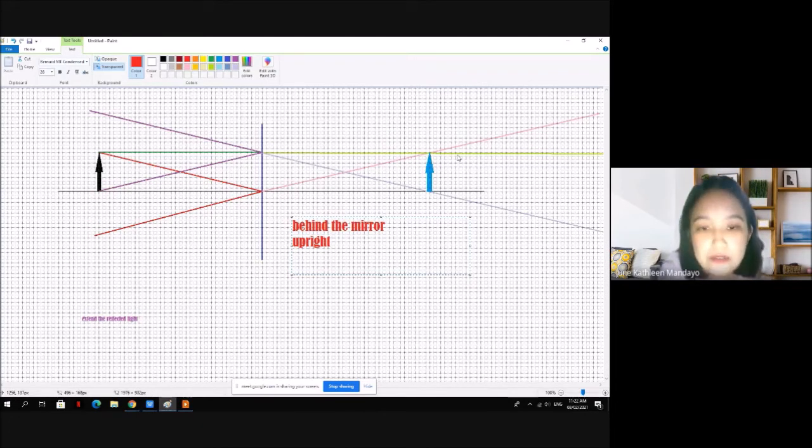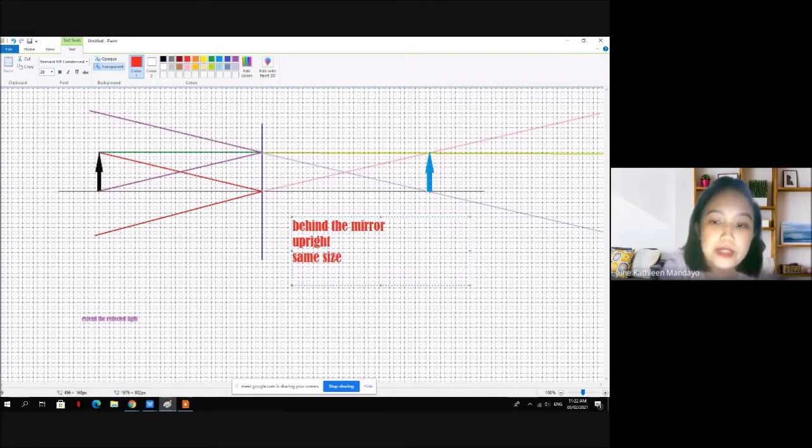And then, for the S or the size, you have to identify whether the size of the image is the same, reduced, or enlarged as compared to the object. So, kung makikita natin, same yung leveling niya. Hindi naman siya lumaki, hindi naman siya lumiit. So, therefore, same size po yung ating image.